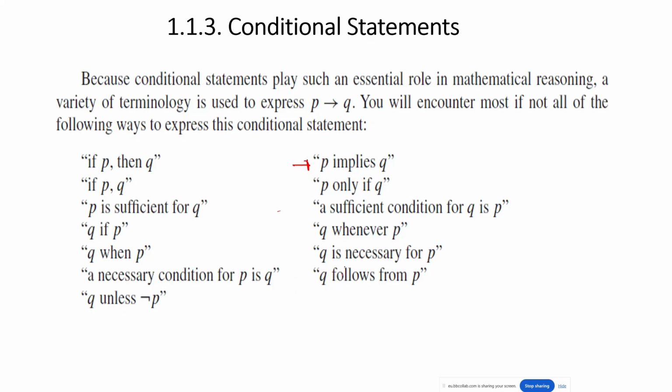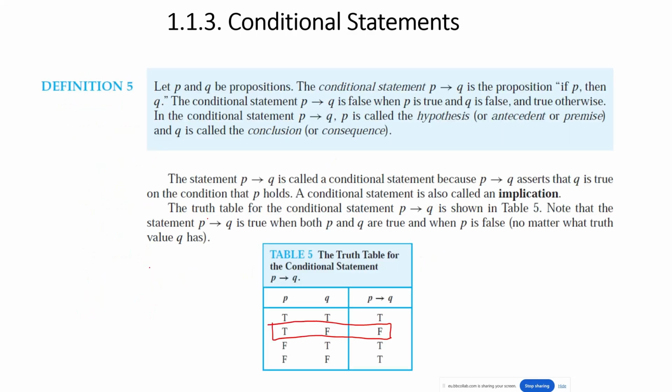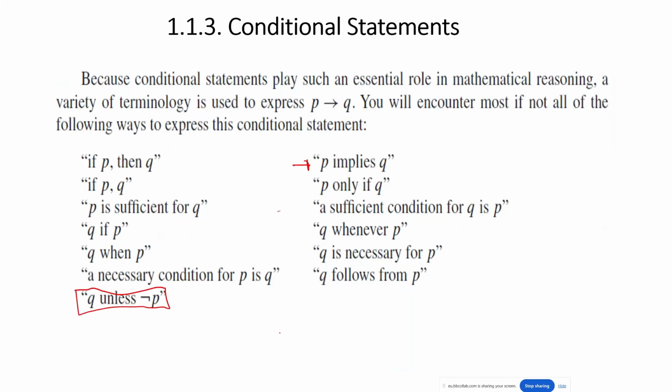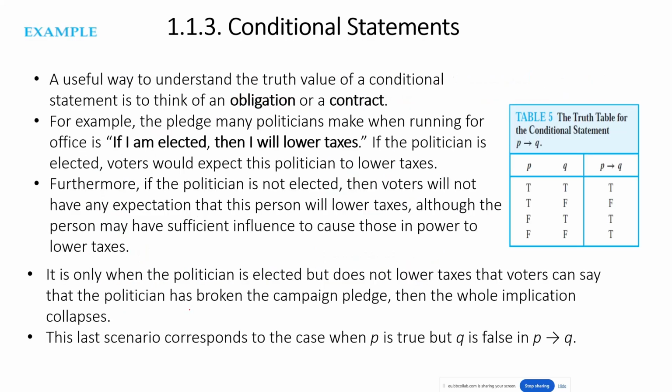Maybe this one says Q unless not P. That means it's going to be whatever Q is unless it's not P, which, if we look at it, what is not P? I'm trying to make sense of this, but actually I'm just making it even more complicated. So anyways, these are all different terminologies that express the conditional statement: if something, then something else. But I'm still trying to find some better examples.